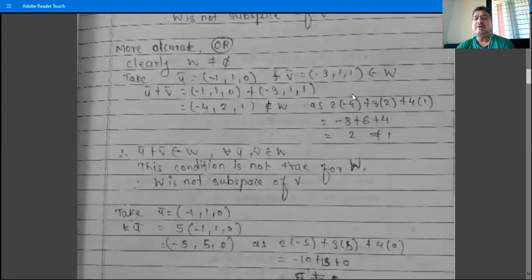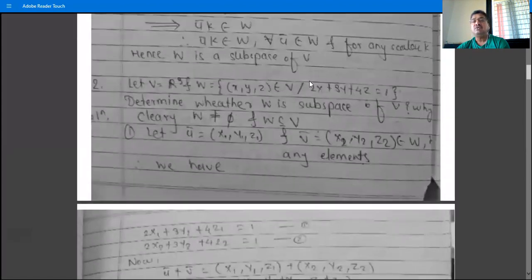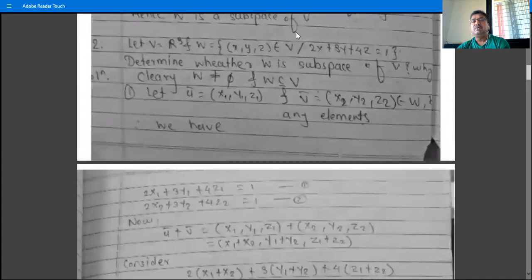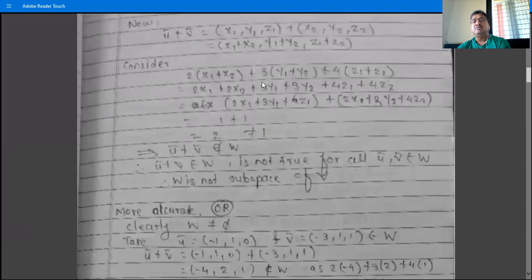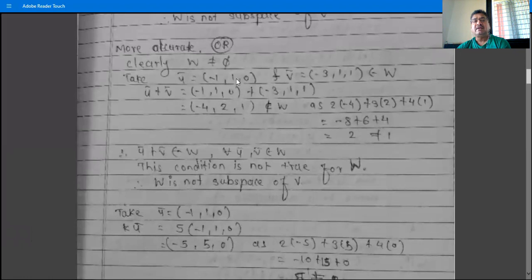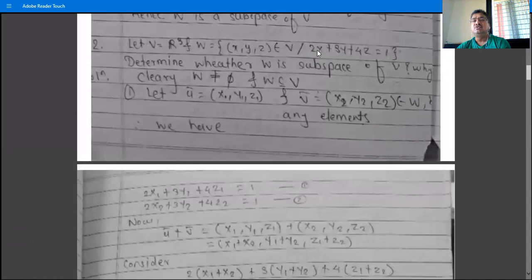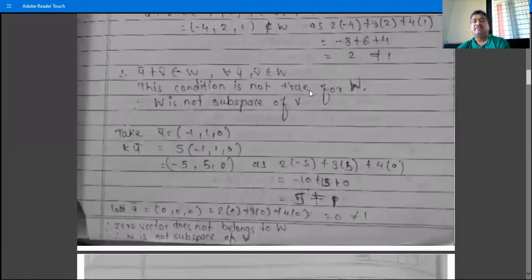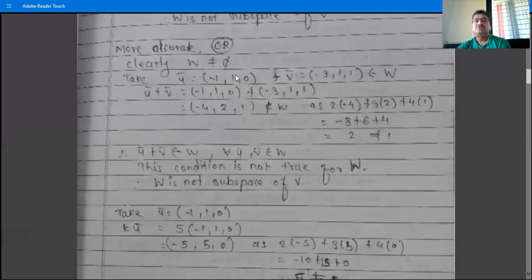Why are these elements of W? We have to take two elements and give the counter example. It means we have to show that the addition of two elements of W is not an element of W. So first take two elements from W. (-1, 1, 0): why? Because this satisfies the condition: 2 into -1 plus 3 into 1 plus 4 into 0 is equal to 1. 2 into -1 is -2, 3 into 1 is +3, -2 plus 3, and 4 into 0 is 0. So the total is 1. So (-1, 1, 0) is an element of W.